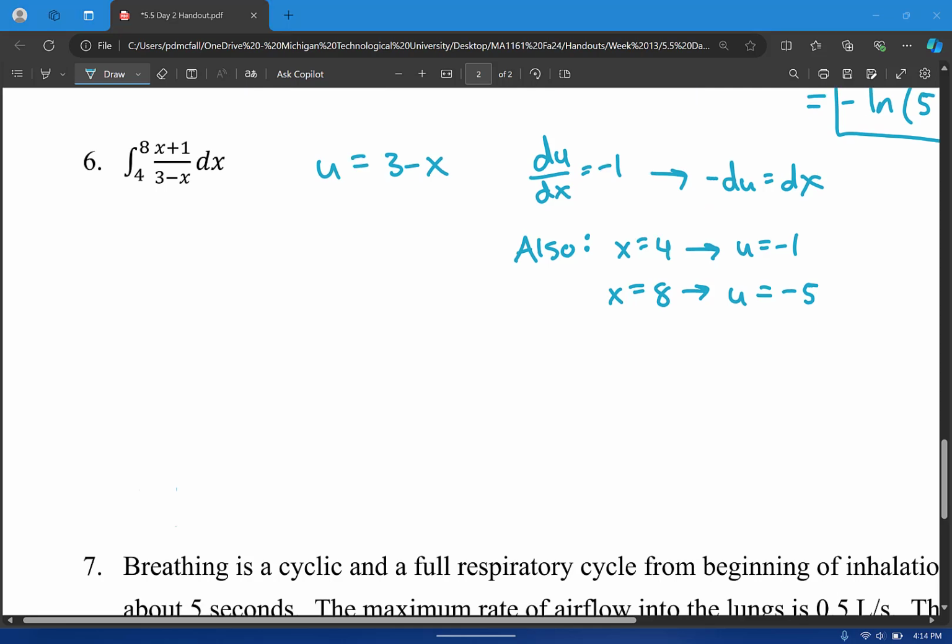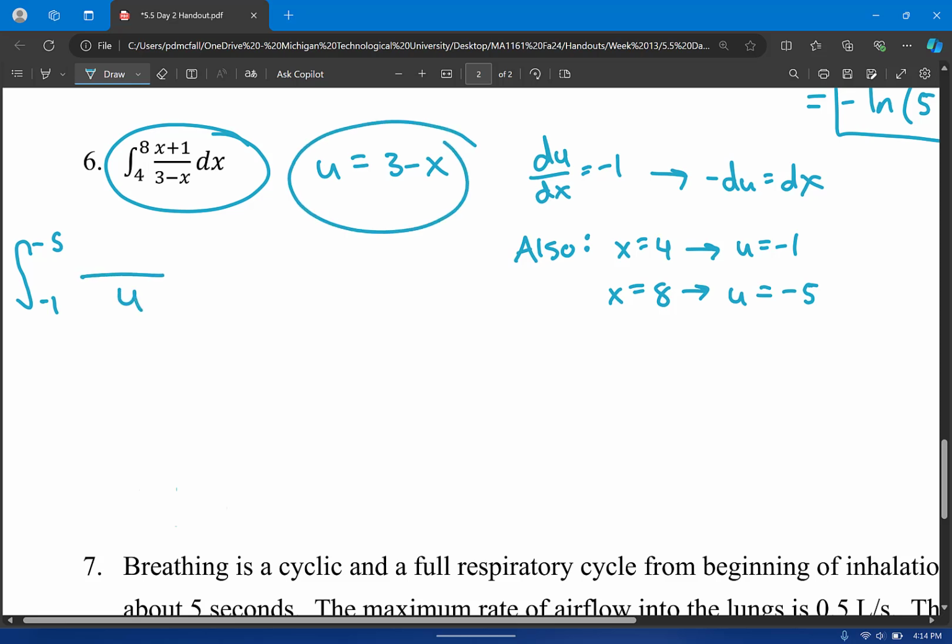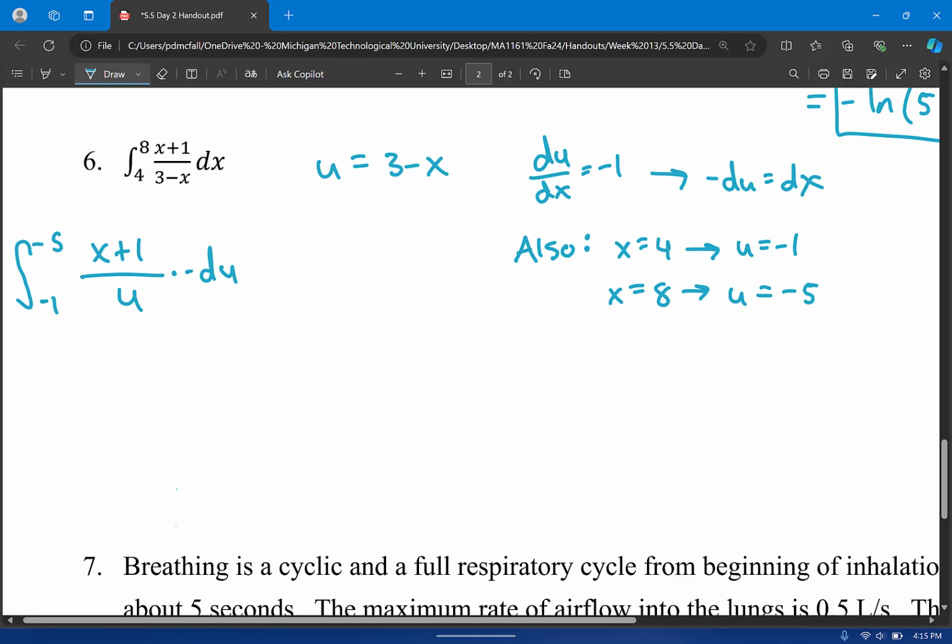So I can rewrite my messy integral as the integral from, instead of 4 to 8, it's -1 to -5. And then the 3 minus x turns into a u, because u is equal to 3 minus x. Just have the x plus 1 on the top. And then dx is equal to negative du. So negative times negative du. I'm going to put that negative somewhere else. I'll distribute it through the numerator, so I have negative x minus 1 instead of x plus 1. Okay.